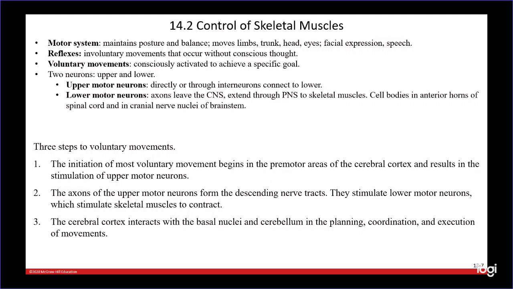So very much like you learned the reflexes, you're going to also make sure that you know how this works. So the premotor areas of the cerebral cortex are activated, and that stimulates the upper motor neuron. So you know you want to do something, premotor areas light up, and those upper motor neurons are stimulated. So the axons go down the descending nerve tract. So now that your brain is sending out an efferent signal, right? Once it gets to where it needs to go, it stimulates the lower motor neurons, which then goes out and causes the skeletal muscles to contract or to do what it is they need to do. So just make sure that you understand overall how that works.